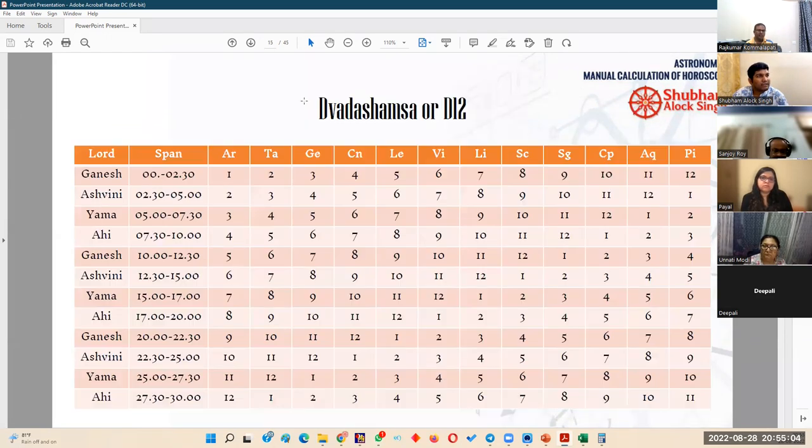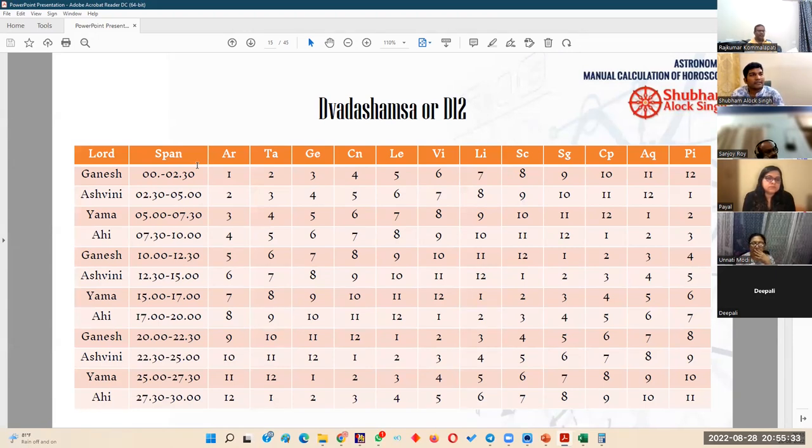Going further, in Dwadashamsha D12 chart, one Rashi is divided into 12 portions, 0 degree to 2 degree 30 minutes first, 2 degree 30 minutes to 5 degree second, 5 degree to 7 degree 30 minutes. Dwadashamsha starts from the same Rashi. For Aries, Dwadashamsha starts from Aries. For Taurus, it starts from Taurus. For Gemini, it starts from Gemini, and so on and so forth.